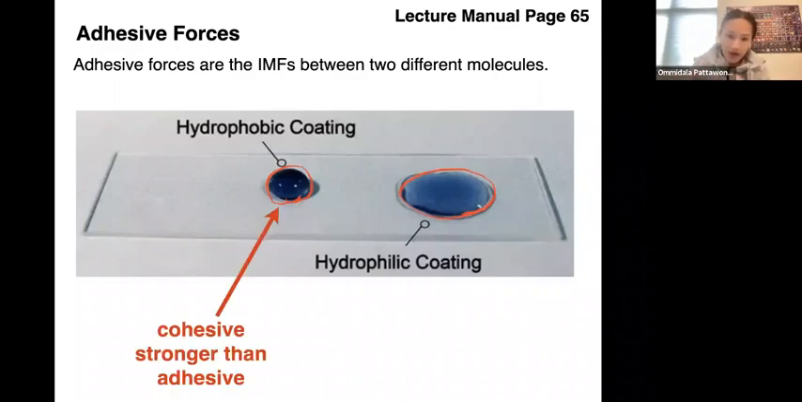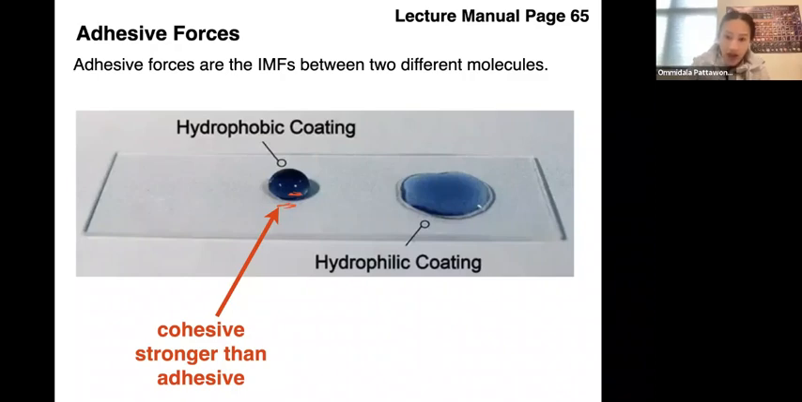The reason is that this surface is hydrophobic, so it doesn't like water. Water molecules will not interact well with the surface. Therefore, the cohesive force within the water droplet is stronger than the adhesive force, which is the force between the water molecules and the surface. That's why you observe a spherical shape.